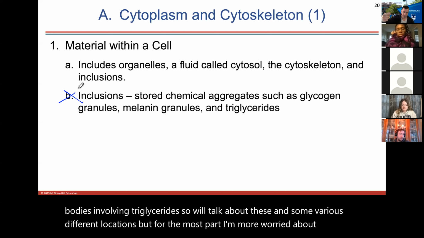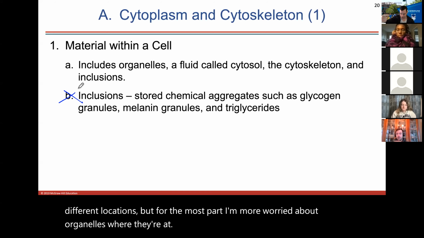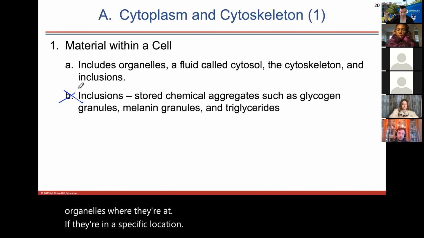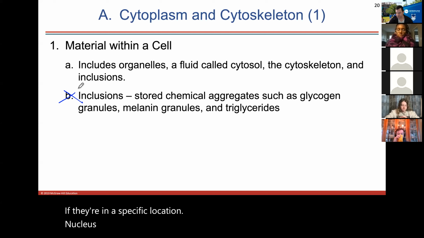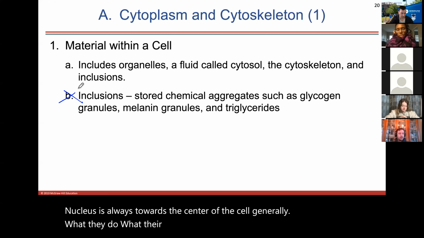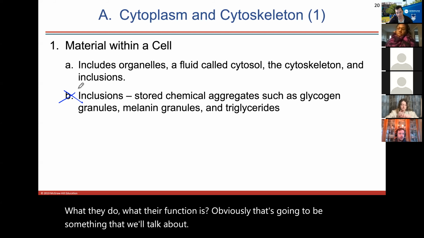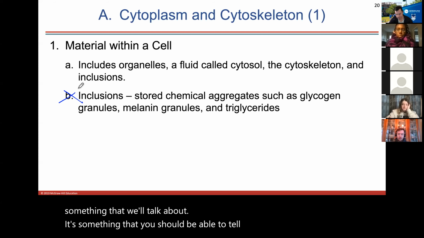where they're at, if they're in a specific location, like nucleus, it's always towards the center of the cell generally. What they do, what their function is, okay? Obviously, that's going to be something that we'll talk about. It's something that you should be able to tell me on an exam. Okay.